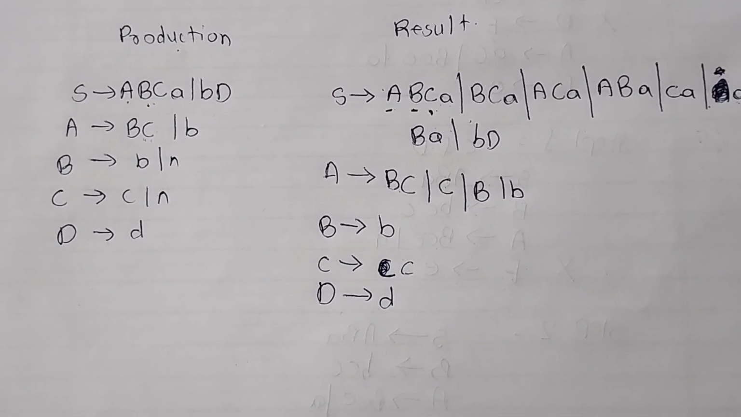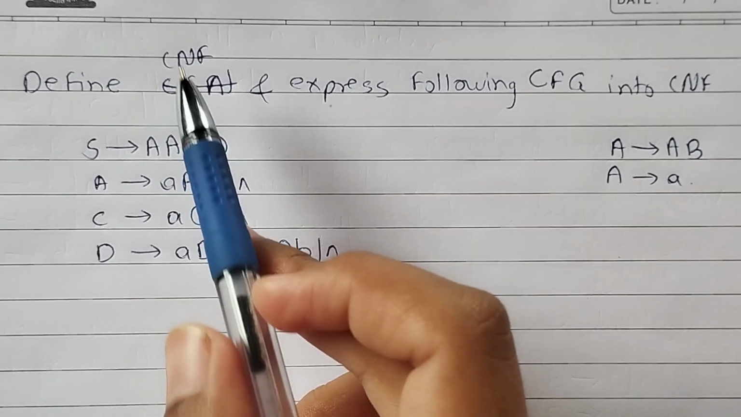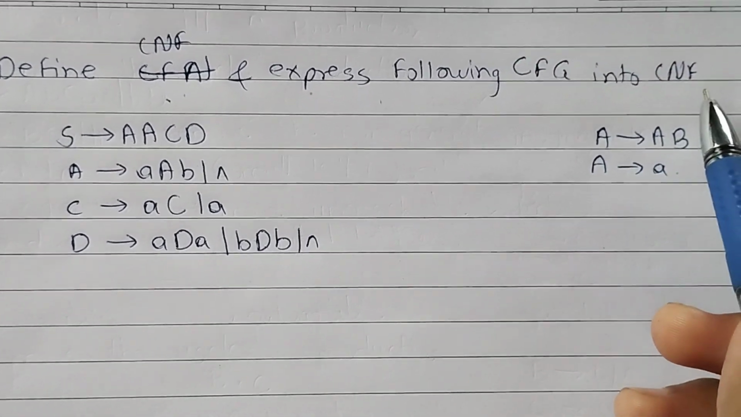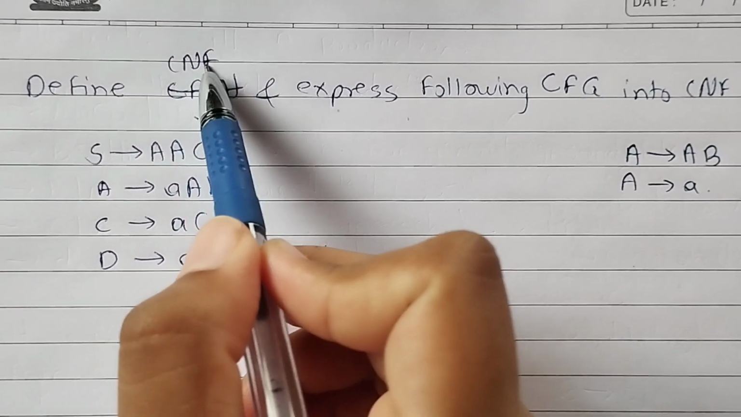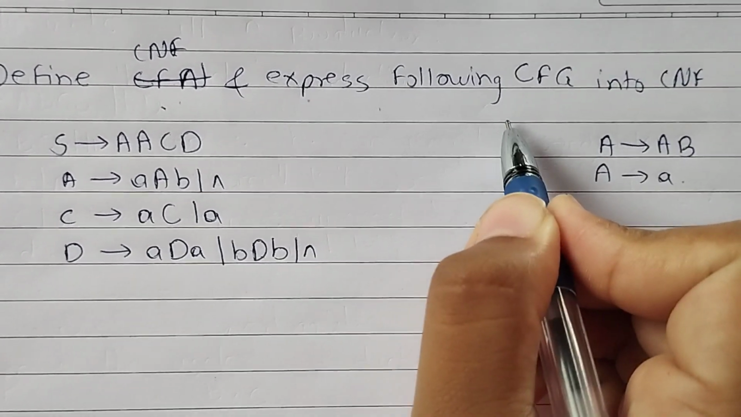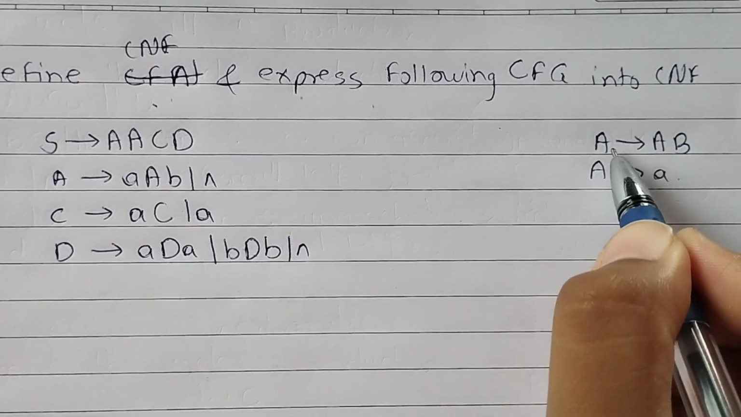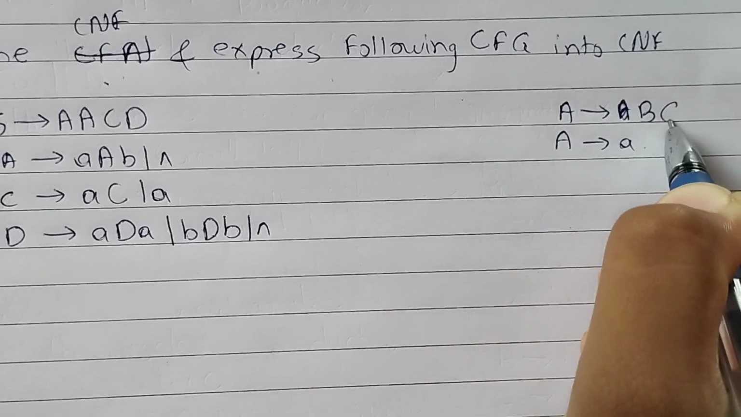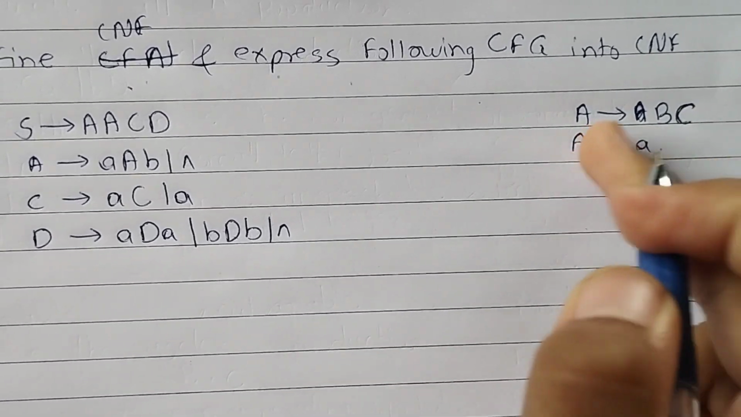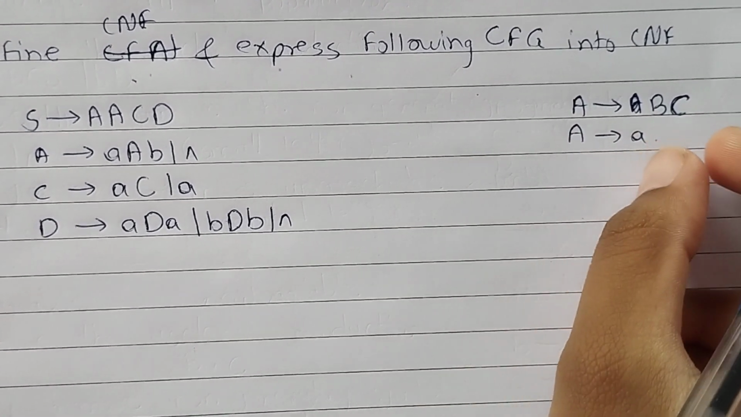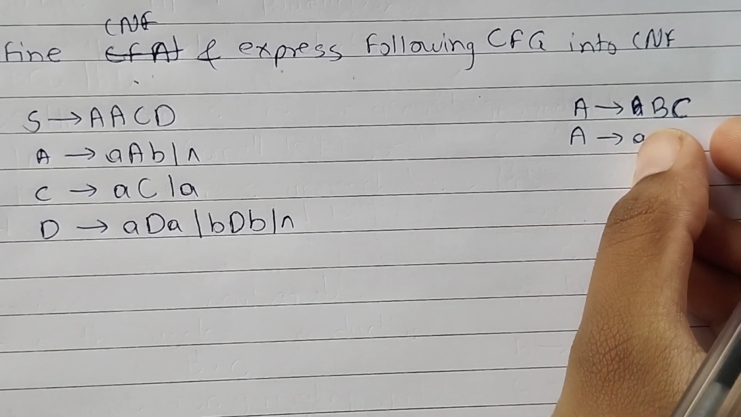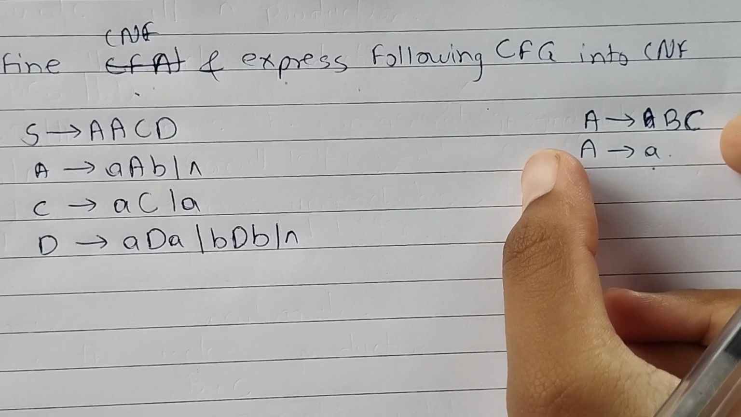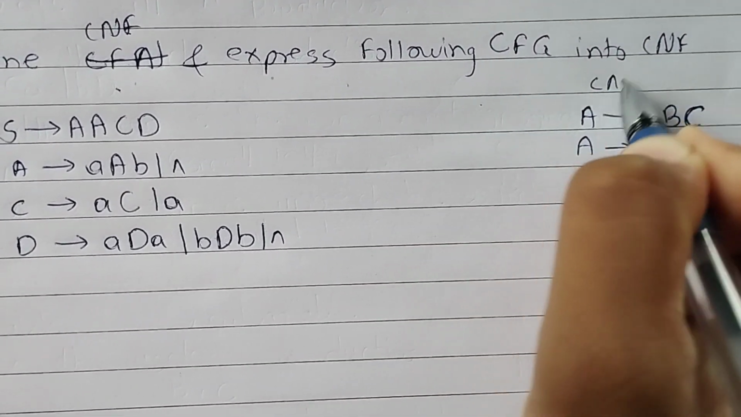Now we see the next question. Define CNF and express this CFG into CNF. So this CNF means the production is in the form of only this AB or BC, meaning only two capital variables or a single small variable. Only this form we can call CNF.